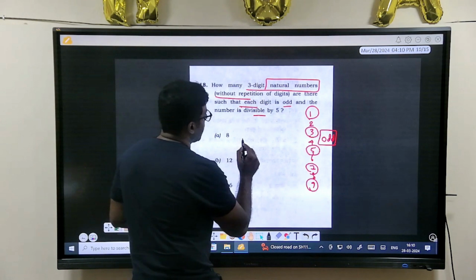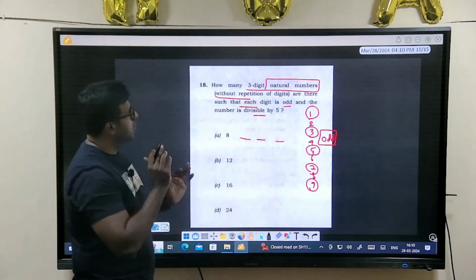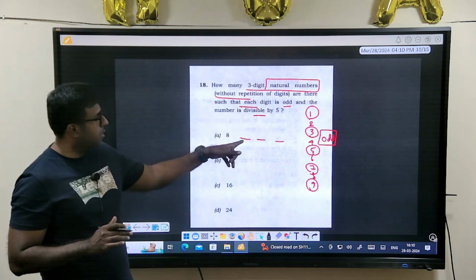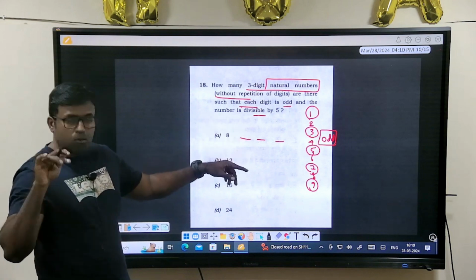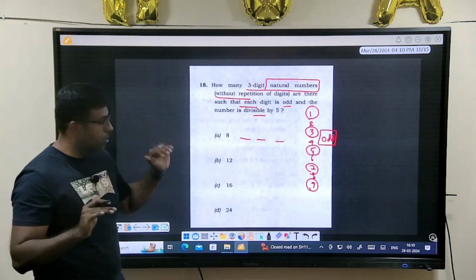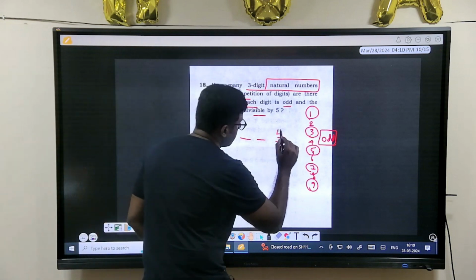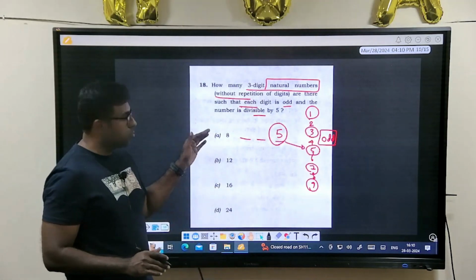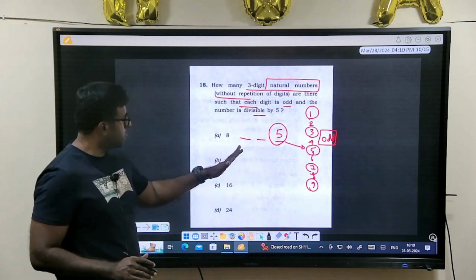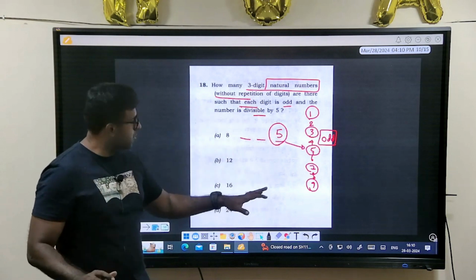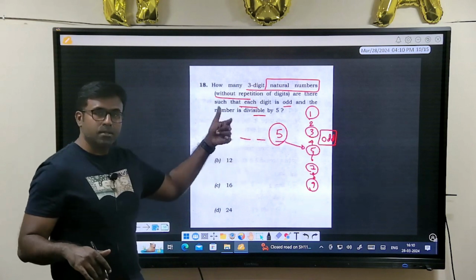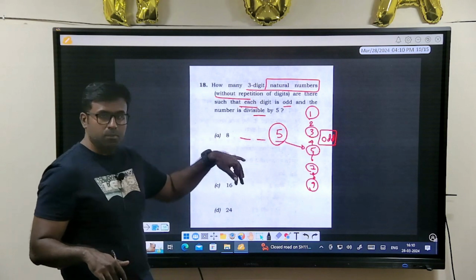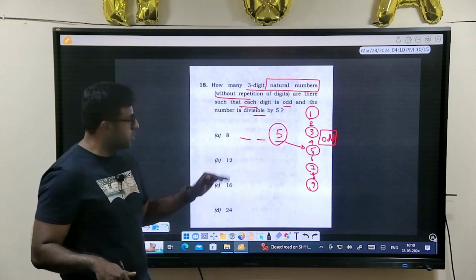So now you have to have 3-digit natural numbers without repetition, where each digit is an odd number. One more clause is that if it has to be divisible by 5, it has to be a 5. So out of the 5 numbers which can be used for the arrangement, this position has to be 5 so that the number is divisible. You cannot have any other number in this position for it to be divisible. So it has to be filled with 5 only.